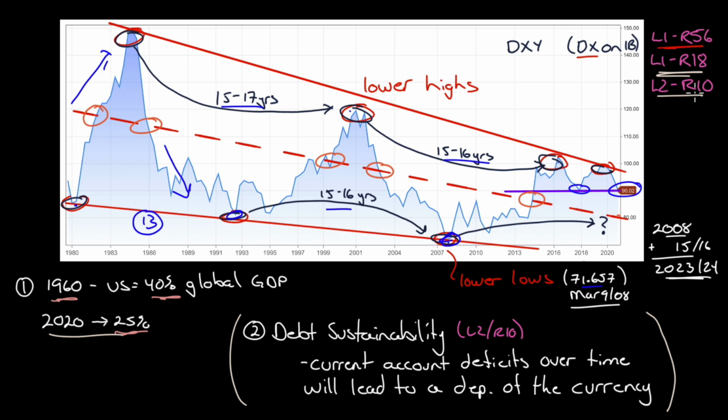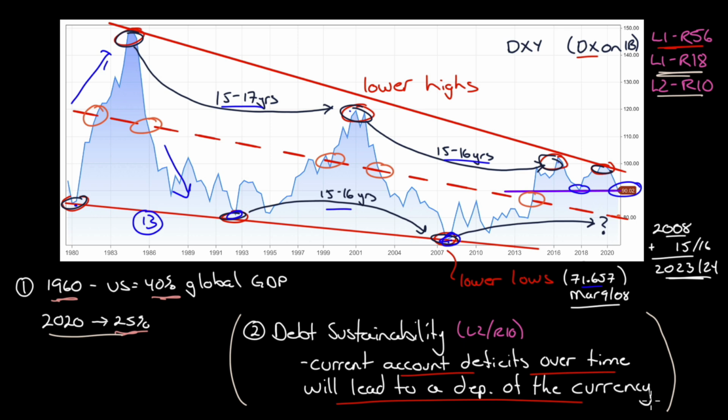And this relates to countries that run persistent current account deficits. Well, I think the U.S. holds the record for this now. I think since Nixon stopped converting the dollar into gold back in '71, the U.S. has run a current account deficit and has never looked back, has never run a current account surplus since. So you're talking almost 50 years of current account deficits. So current account deficits over time will lead to a depreciation of the currency.